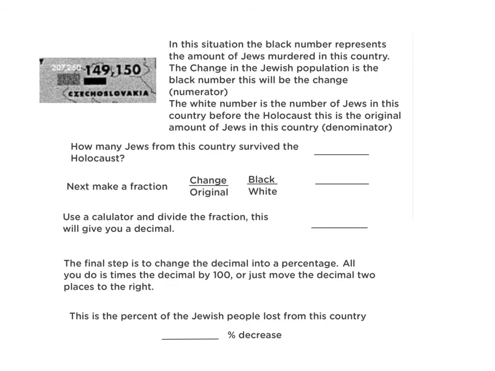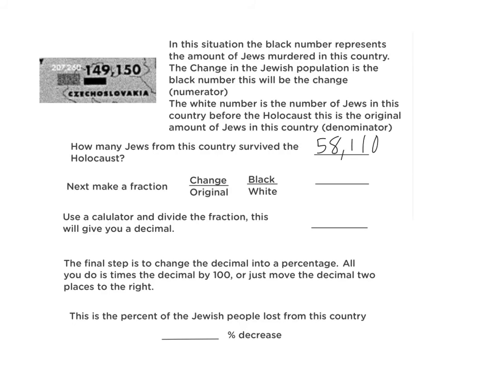All right, the last example I'm going to do for you guys shows Czechoslovakia. 207,260 was the beginning population. 149,150 were the number of Jews that were murdered. Now it asks how many Jews from this country survived the Holocaust. We're just going to subtract those. 207,260 minus 149,150. That tells me that 58,110 Jews survived from Czechoslovakia.